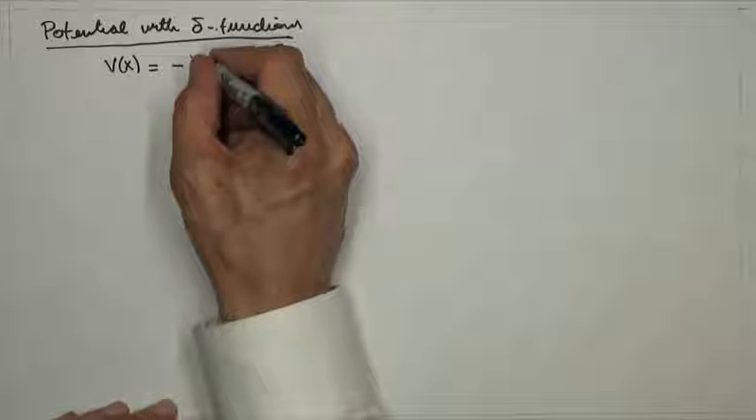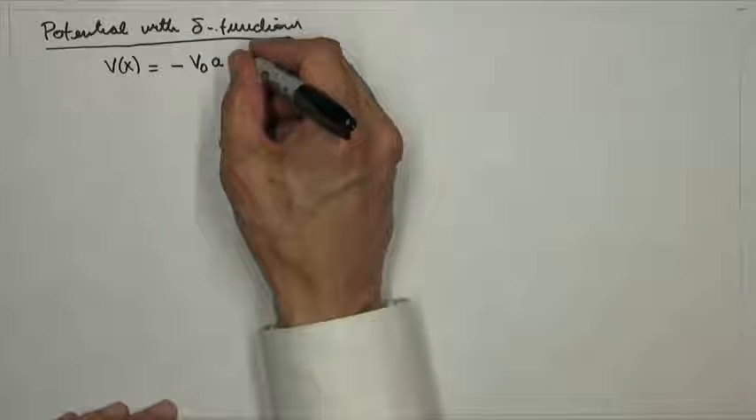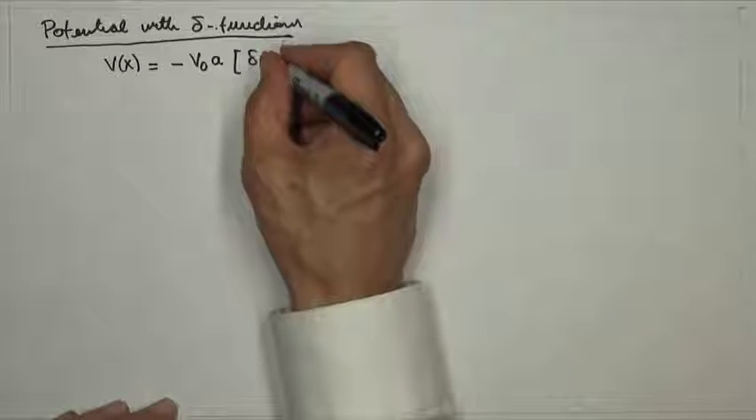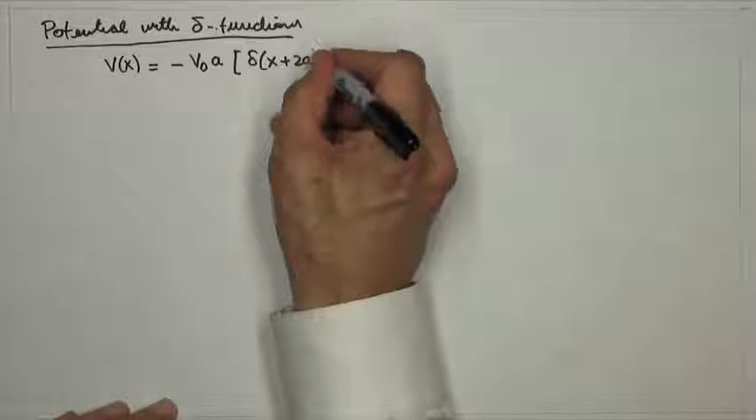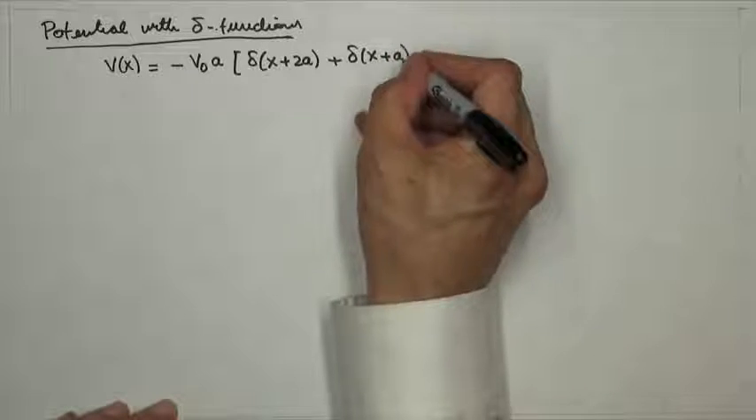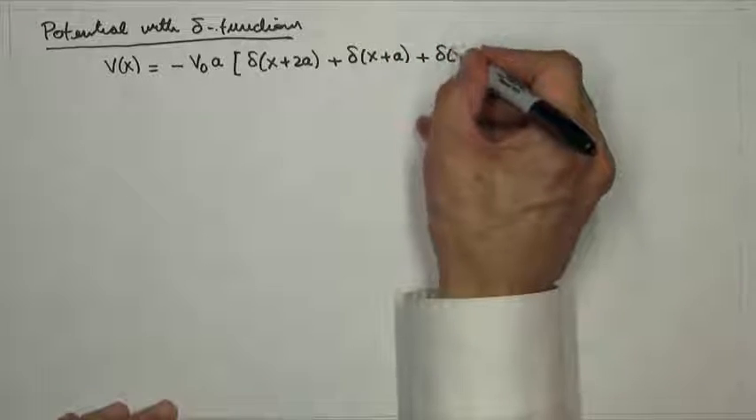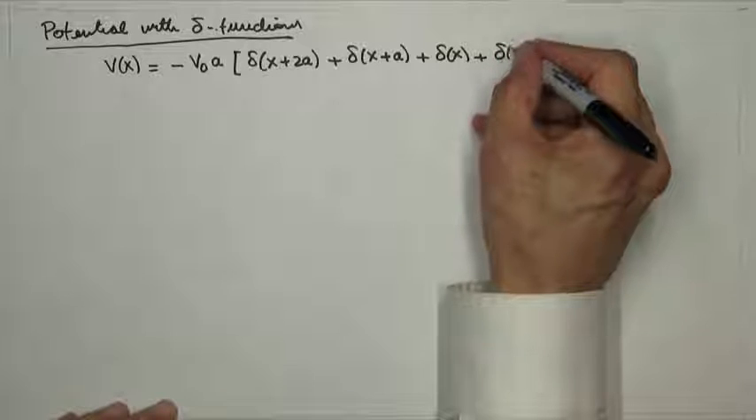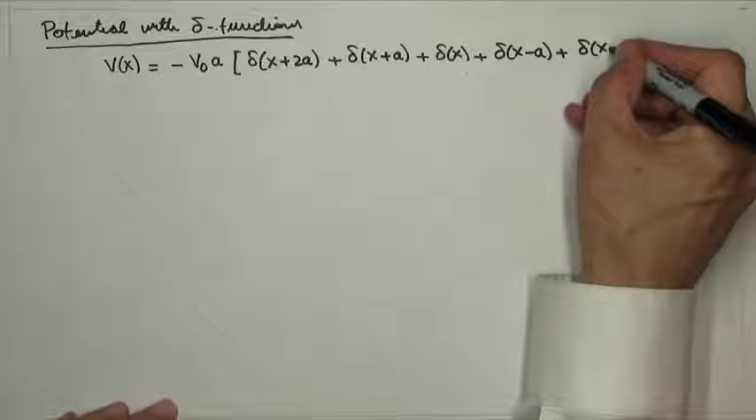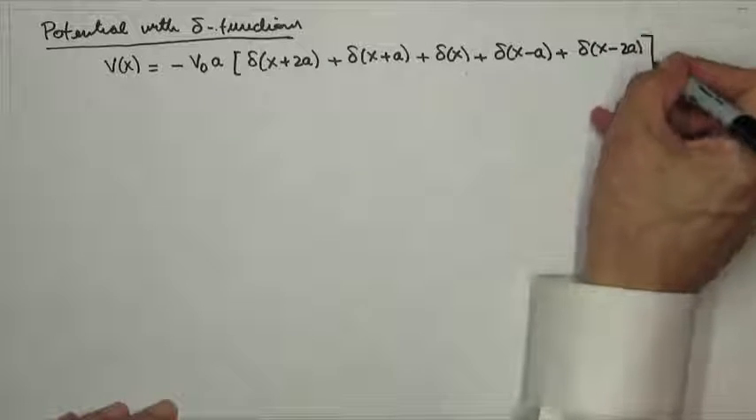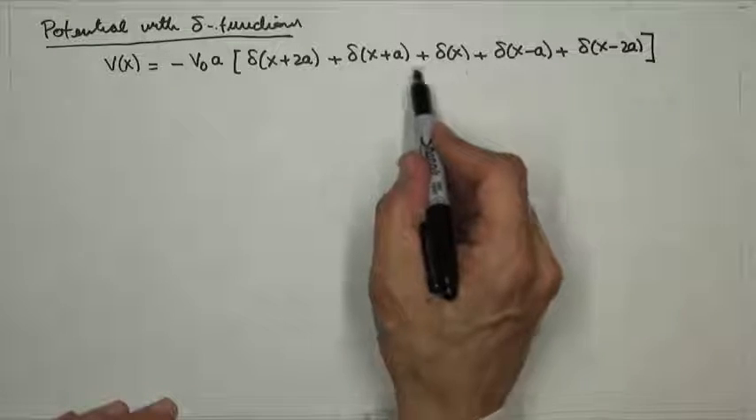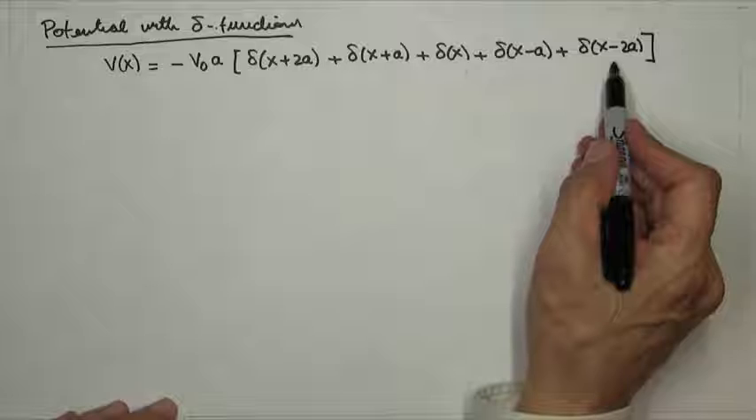We have minus V naught times a times a sum of delta functions, and I will write them as follows. Delta of x plus 2a, plus delta of x plus a, plus delta of x, plus delta of x minus a, plus delta of x minus 2a. So it's 5 delta functions in total. And you can see that these delta functions are located at different positions on the x-axis.